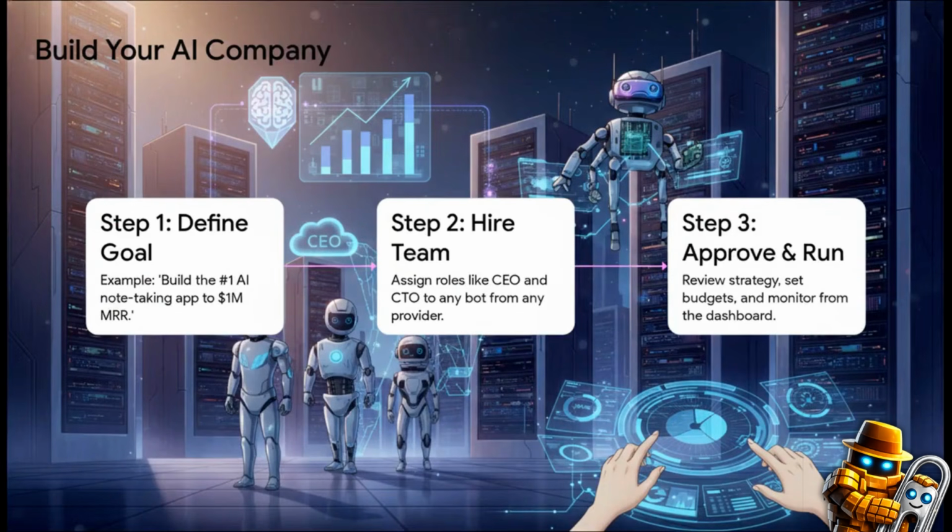So how do you actually get started? Well, it's basically a three-step process, and it's surprisingly simple. First, you define a big, clear goal for your company, like build the #1 AI note-taking app. Step 2, you hire your team. You assign roles like CEO or engineer to any AI bot you want. And finally, you become the board of directors. You approve the strategy, you set the budgets, and you watch it all happen from a single dashboard.